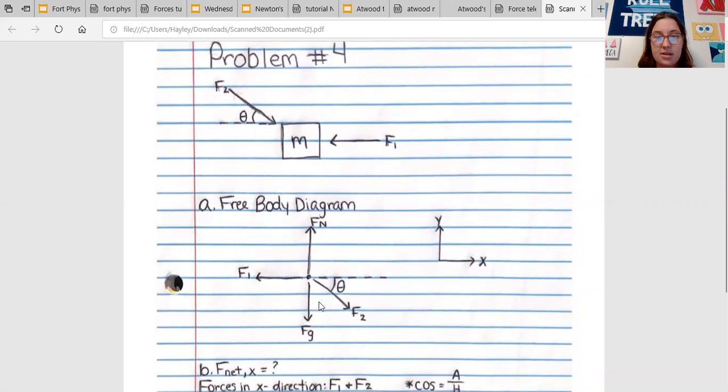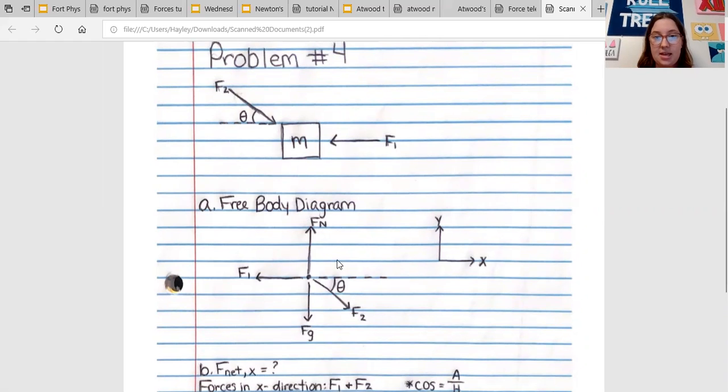The first two forces I drew were the force of gravity, which is pushing down, and then the normal force, which is perpendicular to the force of gravity, pushing up. The block of mass is sitting on a flat surface, which is why the normal force is directly perpendicular to the force of gravity.